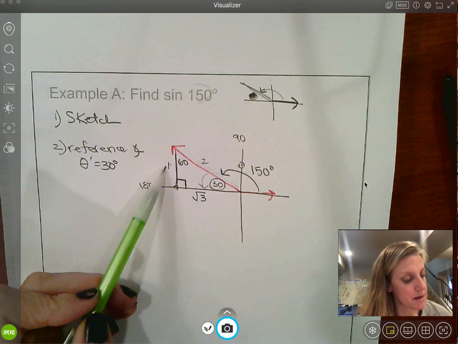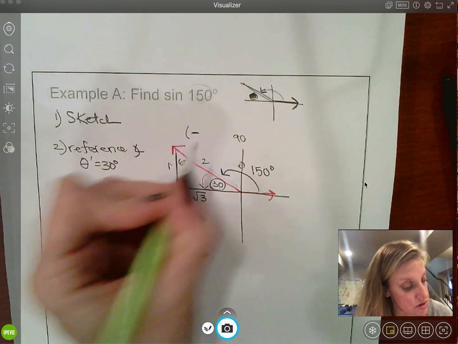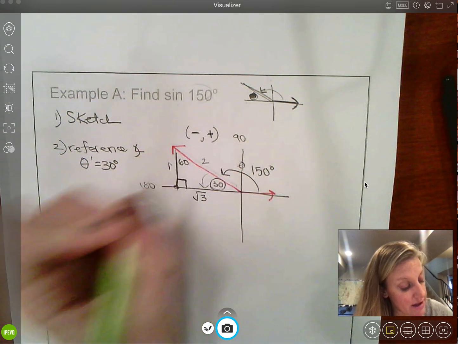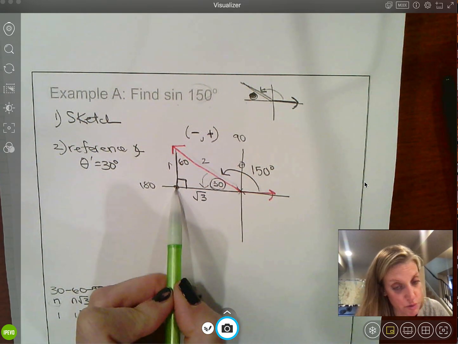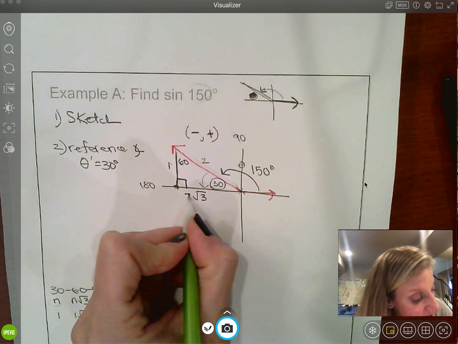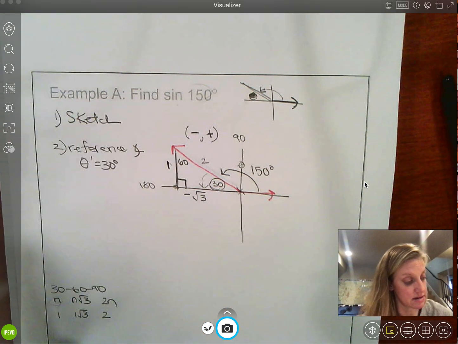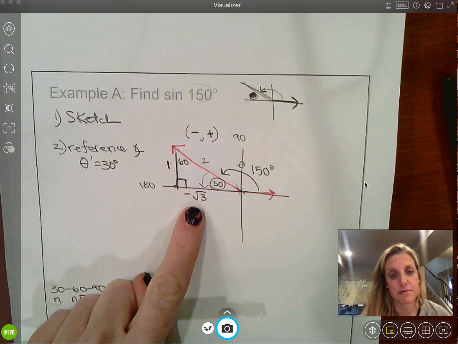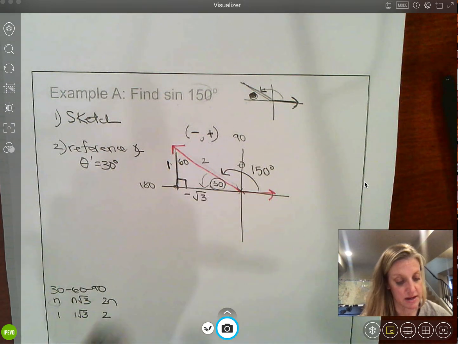But what do we remember is true about quadrant 2? Remember how our x values are negative and our y values are positive? Because from the origin here, if we're going square root of 3 to the left, that's actually a negative square root of 3. And if we're going 1 up, that is a positive 1. So it's important that I put that negative root 3 there. The x value, the left or right one, has to be negative.